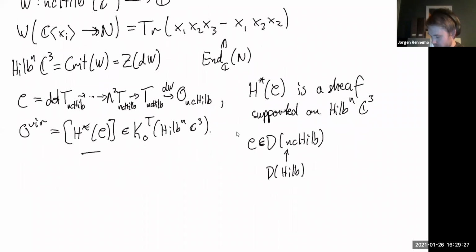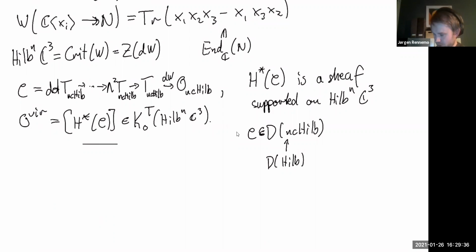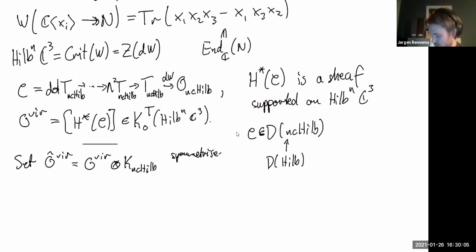Okay, so I want to state how to compute these now. So put a formula up for computing this. I don't know of an a priori justification for doing this, but it turns out to be useful to, instead of taking the virtual structure sheaf, take the symmetrized virtual structure sheaf. A more usual way to write this is to tensor with the square root of the virtual canonical bundle, but in this case, it really is tensoring with K of C Hilb.